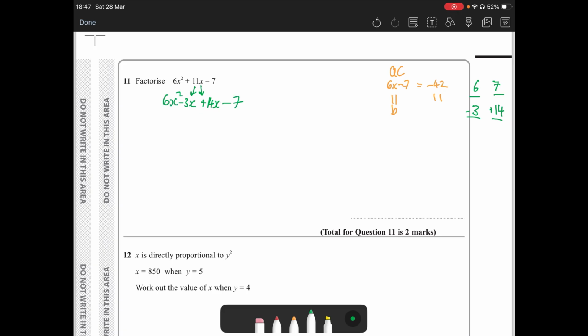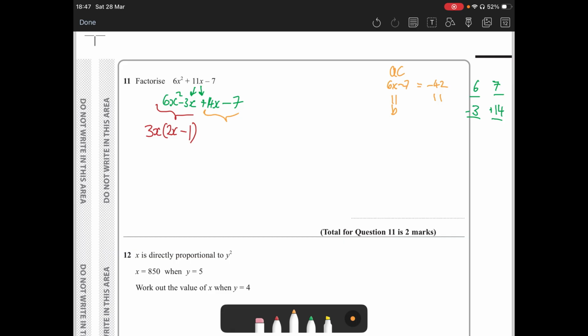So here's what we do. Once you've done that, you factorize the first pair. You'll notice both of these two terms have a common factor of 3, but also the letter x as well. And inside my brackets, I would need to put 2x minus 1. Fair enough. And I'm going to do the same for this pair.